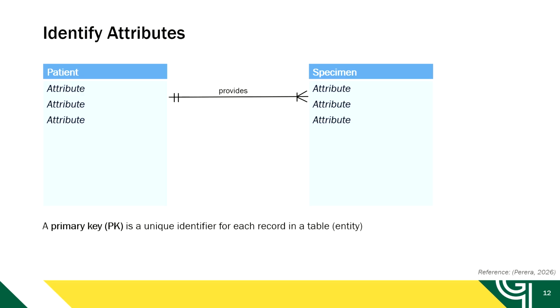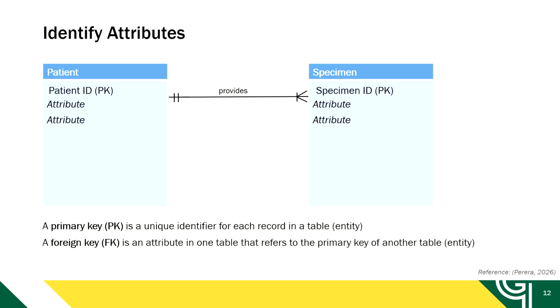Each entity must have a primary key. A primary key is an attribute or set of attributes that uniquely defines a single record in the entity. In our example, patient ID is the primary key of the patient table, and specimen ID is the primary key of the specimen table. We may also have one or more foreign keys.